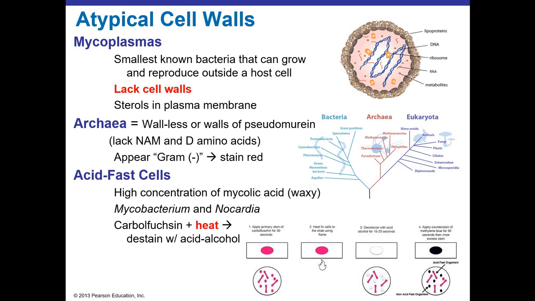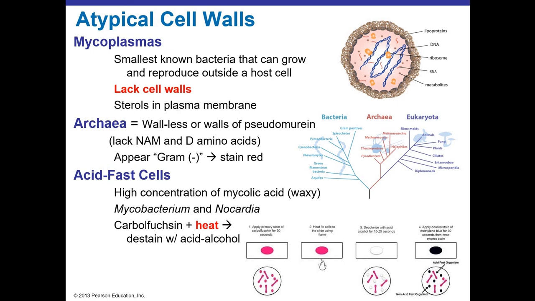We also see a clinically relevant atypical cell wall in acid-fast cells. You have heard of tuberculosis and leprosy. Well, those are caused by Mycobacterium tuberculosis and Mycobacterium leprae. These types of cells are subsets of gram-positives, but they have a high concentration of mycolic acid. This is a very waxy substance, so they don't stain very well in the gram stain procedure. In order to stain them, you have to do an acid-fast stain.